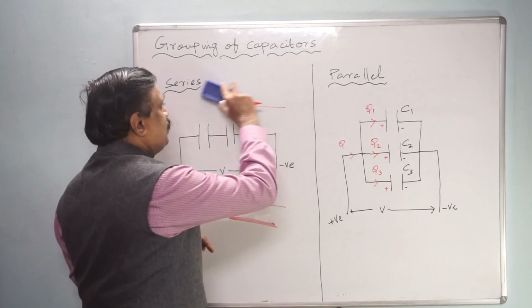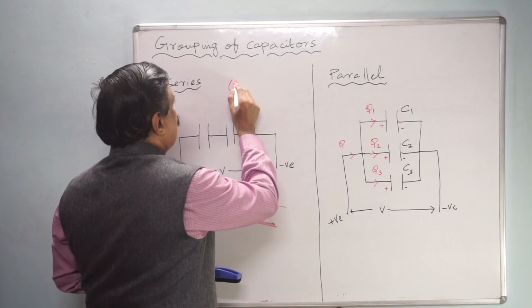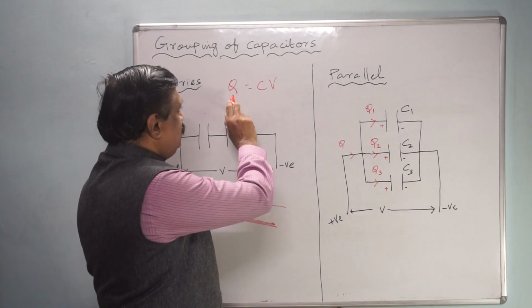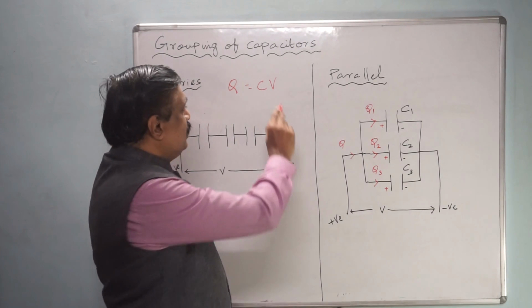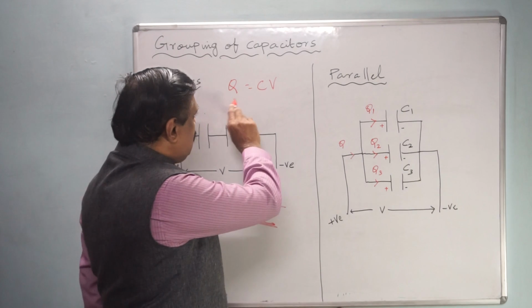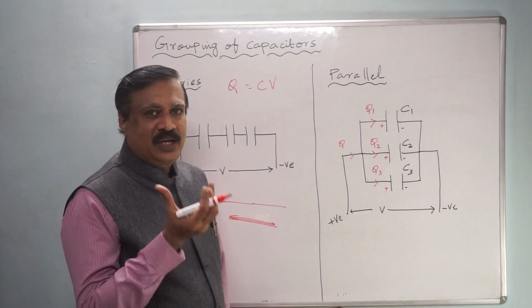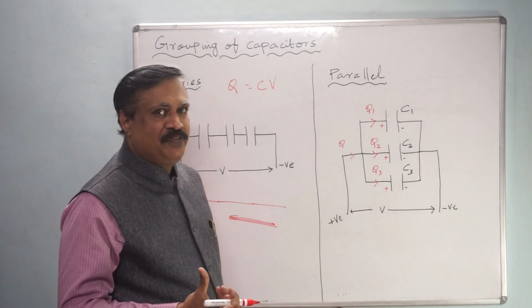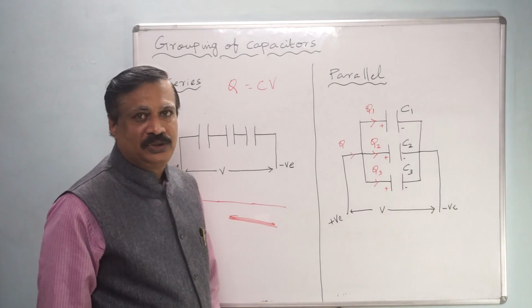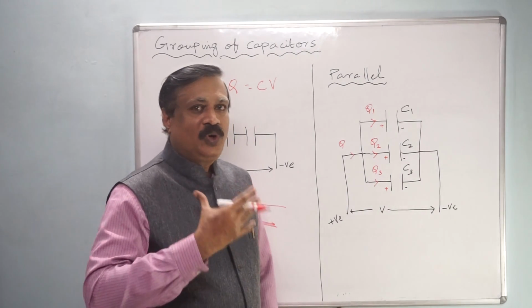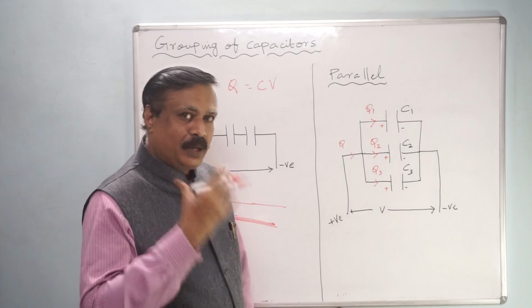In the formula we have seen, Q is equal to CV. Q is equal to CV. This is charge, this is capacitance, and this is voltage. In this, only three variables are there. C is the capacity of the capacitor component, V is the potential difference, and Q is the charge. Now we are going to find out the net effect or total value of the capacitance.